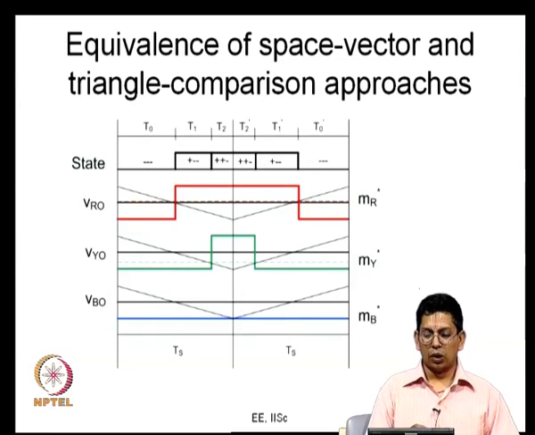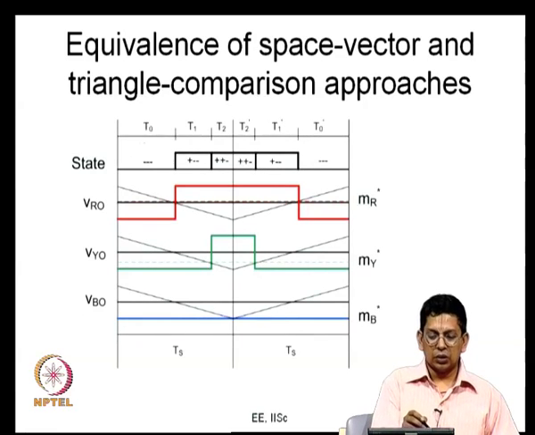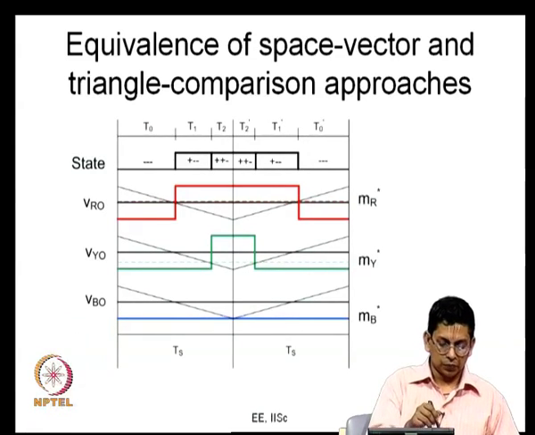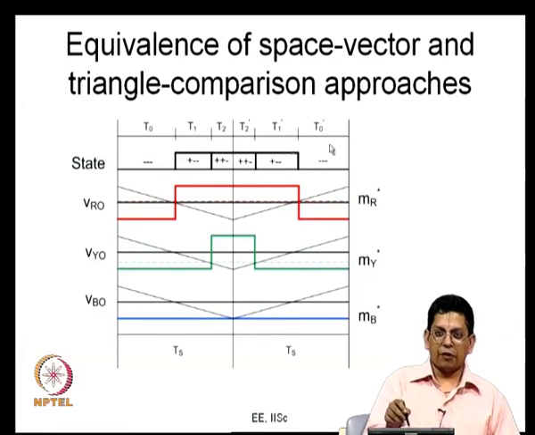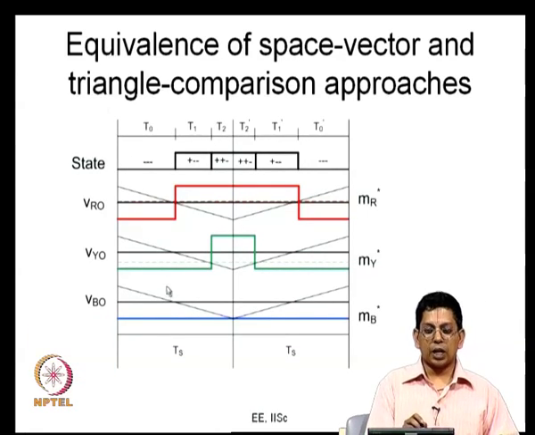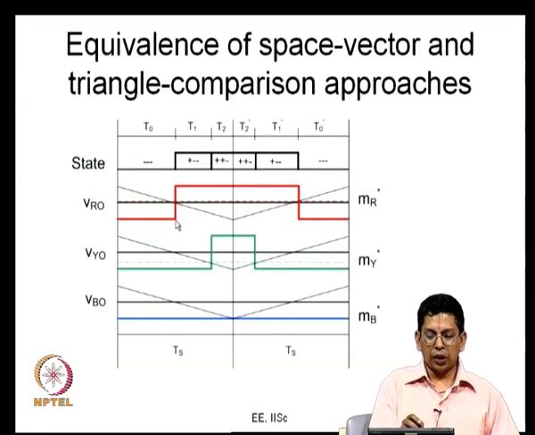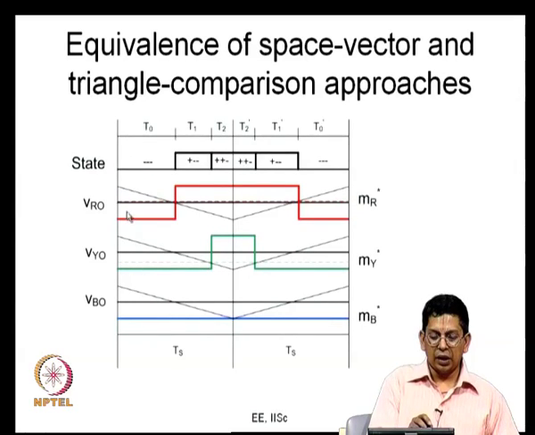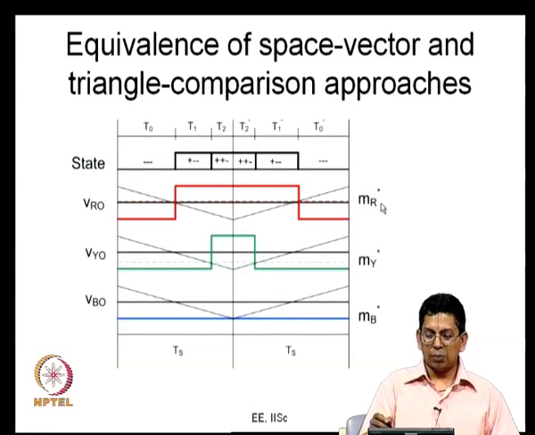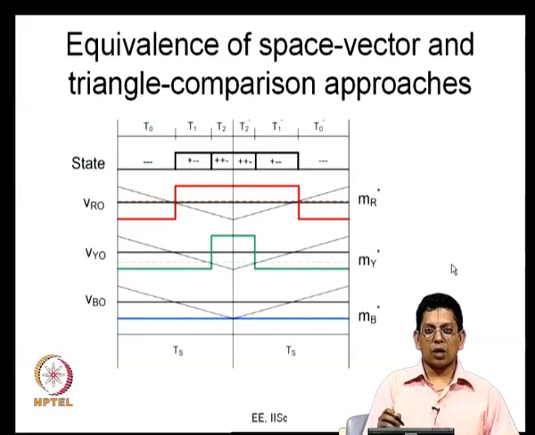Just to emphasize the equivalence, you produce 0, 1, 2 etc. This you can come up from the space vector point of view, that is, start from the revolving vector and sample and calculate the dwell times and output the states. From there you get VRO, VYO and VBO as indicated here. The same 3 phase pole voltages can be produced by considering these MR star, MY star. Now, this is VRO average, VYO average and VBO average. MR star, MY star and MB star are scaled versions of that. You can start with MR, MY, MB, add some common mode component such that you get these MR star, MY star and MB star, and you can compare it with the triangular carrier now.